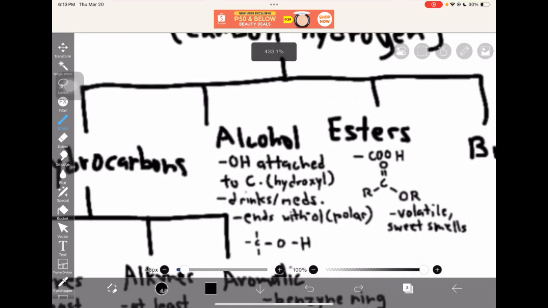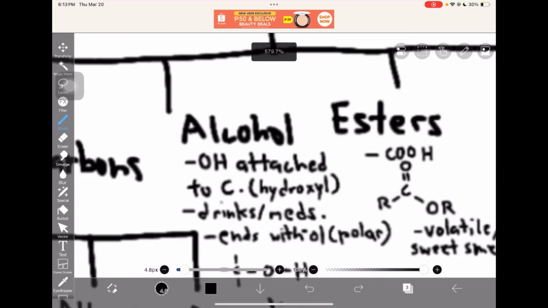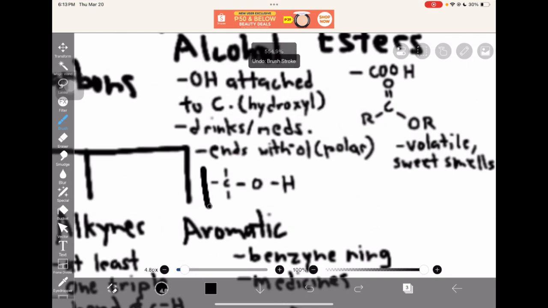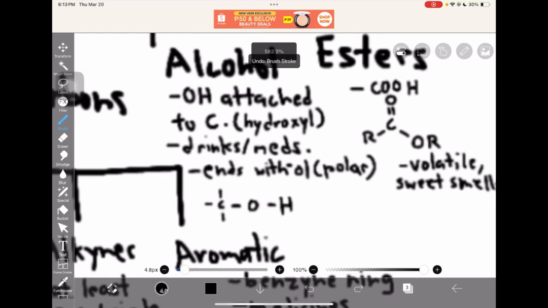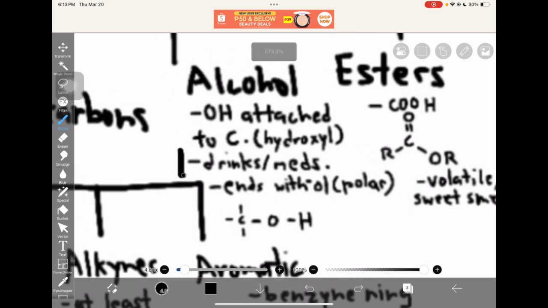Next, we have alcohol. Alcohol is defined by OH attached to C. So if you see something like this, C-O and then H, that's obviously an alcohol. It's usually in drinks and medicines, and of course it ends with -ol and is polar to all substances. So polar, ending with -ol, used in drinks and medicines, and we have an OH attached to C.